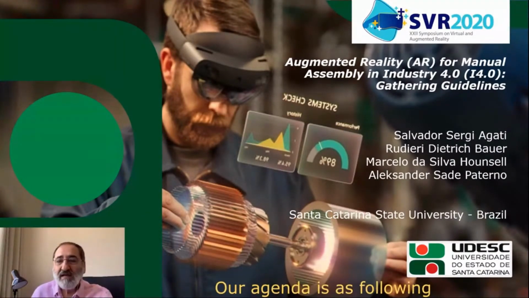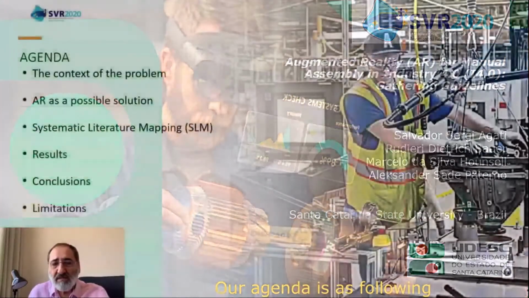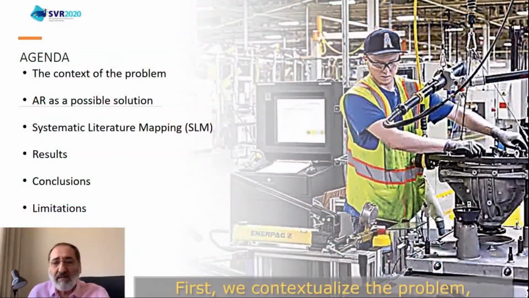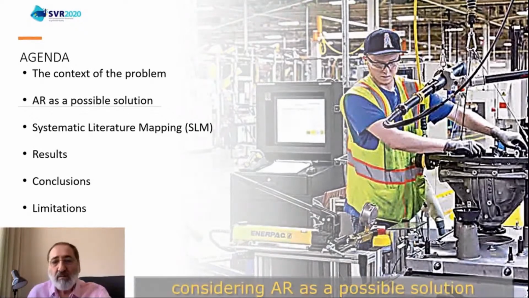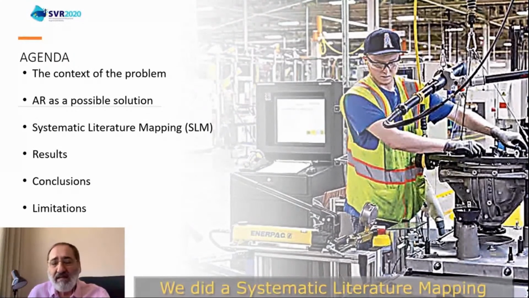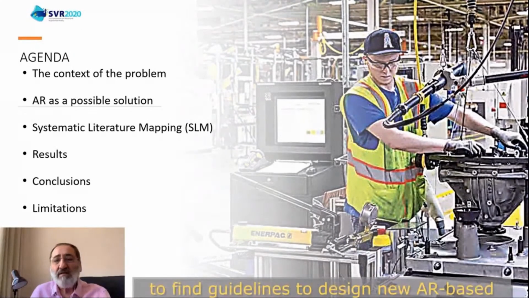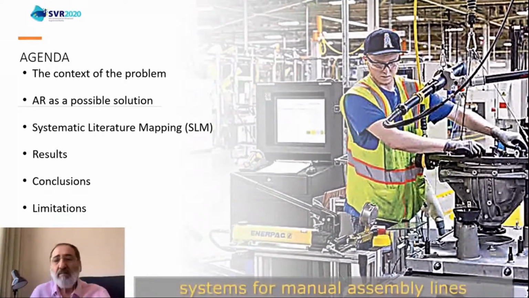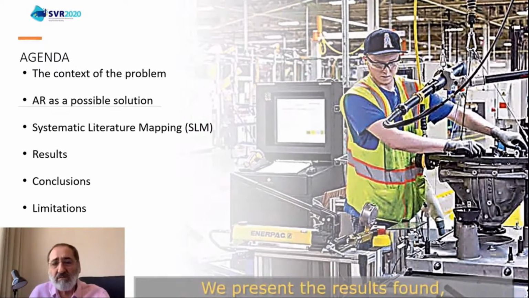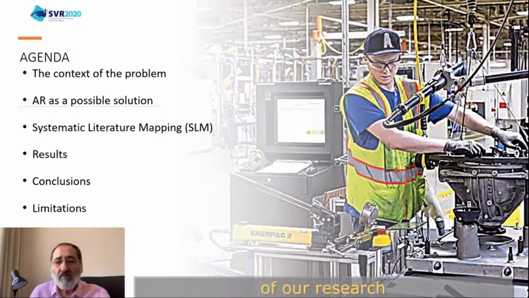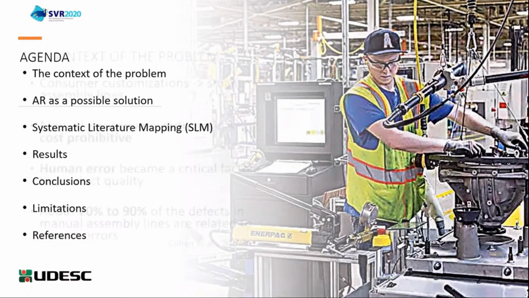Our agenda is as follows. First, we contextualize the problem, considering AR as a possible solution. We did a systematic literature mapping, trying to find guidelines to design new AR-based systems for manual assembly lines. We present the results found, the conclusions, and limitations of our research.